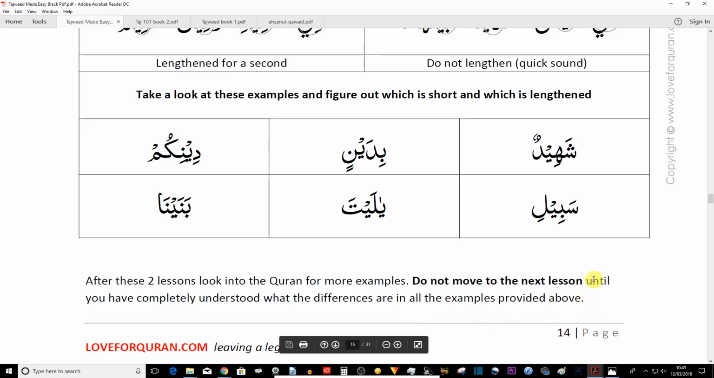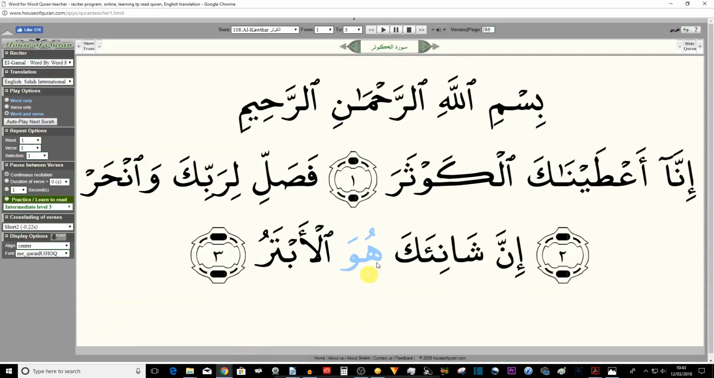This is true for this book if you follow the course structure of this book, and also true for our own course. Make sure you do practice and perfect every lesson before you move on. Okay, inshallah, now let's take a look at our Quran app. We're using House of Quran today. Feel free to use any other app, or you can use a copy of the Mus'haf. Now, this is Surah 108, Surah Al Kauthar.